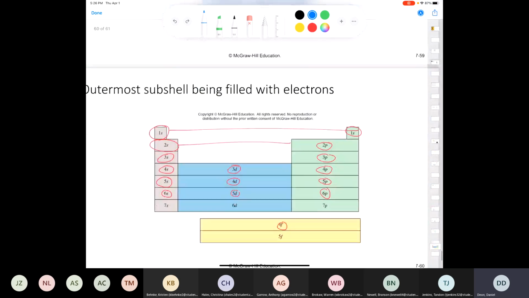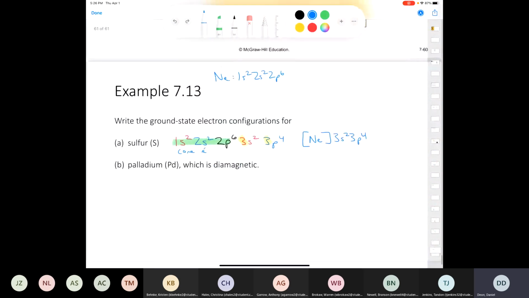And if you're wondering, do I have to know both? Of course. Of course you have to know both. Okay, let's try palladium. Palladium is element number 46.